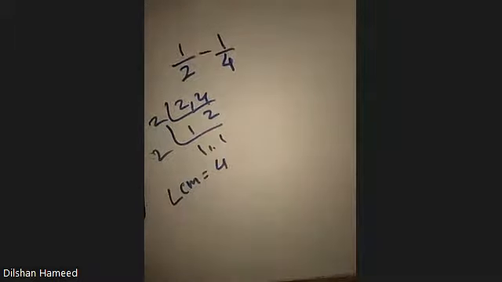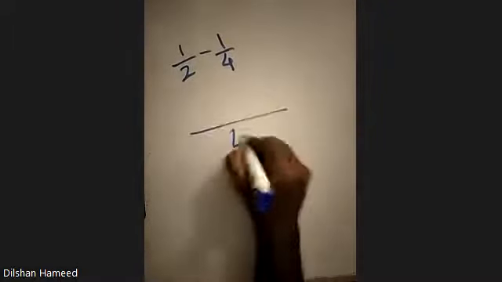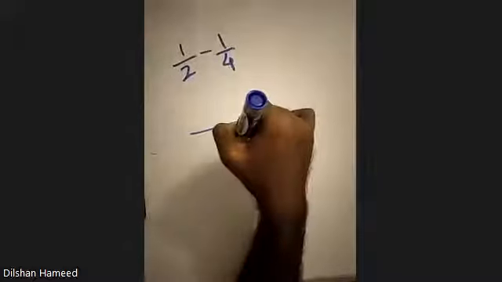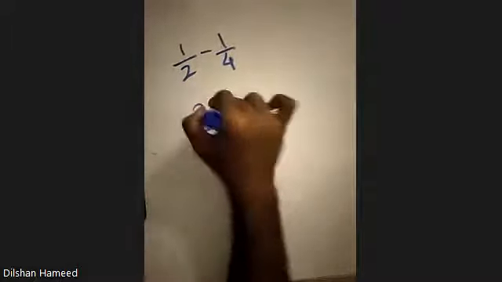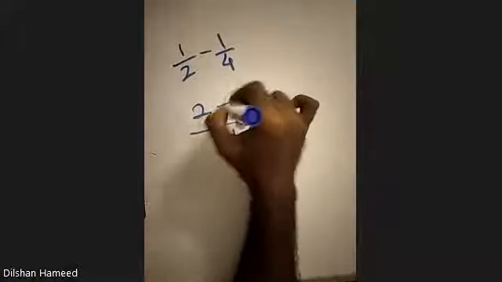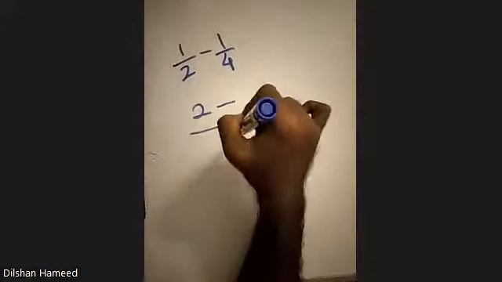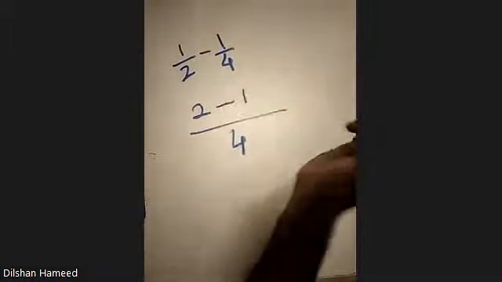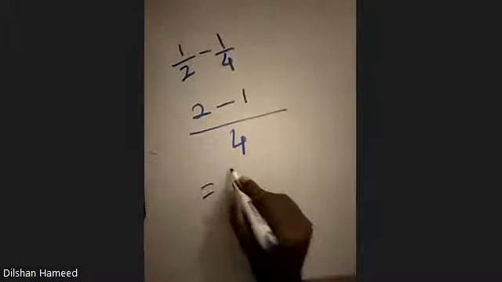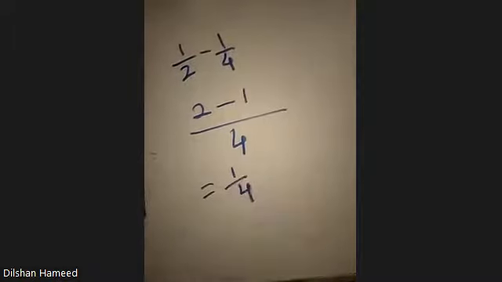So we come to a common ground. Okay, that is 4. So how many 4s are there in the 2? 2 4s are there. So you take the 2 and multiply with the numerator, it is 2. And minus, you put the minus. And how many 4s are there in this? There's 1 4, that 1 you multiply with the numerator, you get 1. So 2 minus 1 is 1 upon 4.